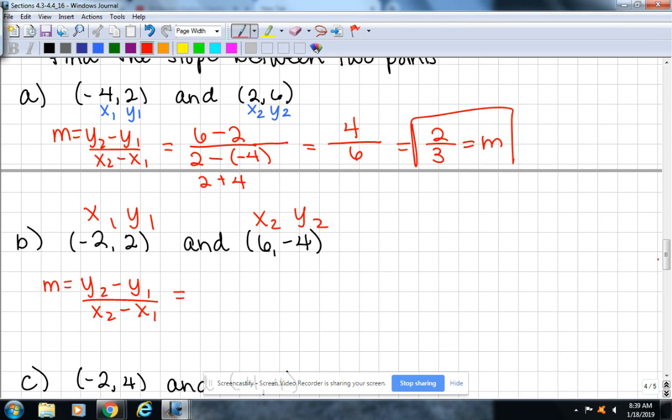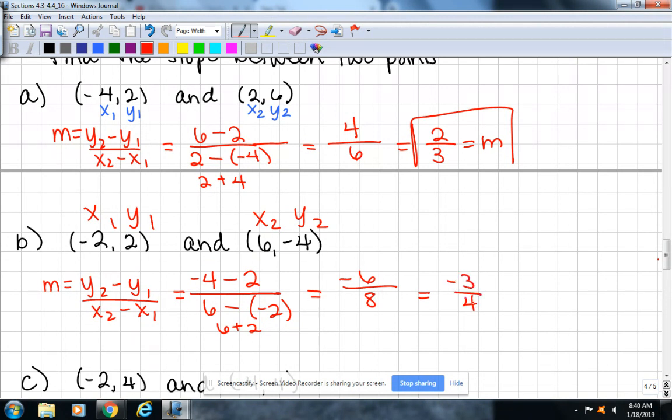All right, so what's our y2 number? -4 minus y1, 2, over what's x2? 6 minus what's x1? -2. So always put a minus there, and if you need doubles, use parentheses, okay? So what is -4 minus 2? Over, that makes 6 plus 2, which is, and what does that reduce to?